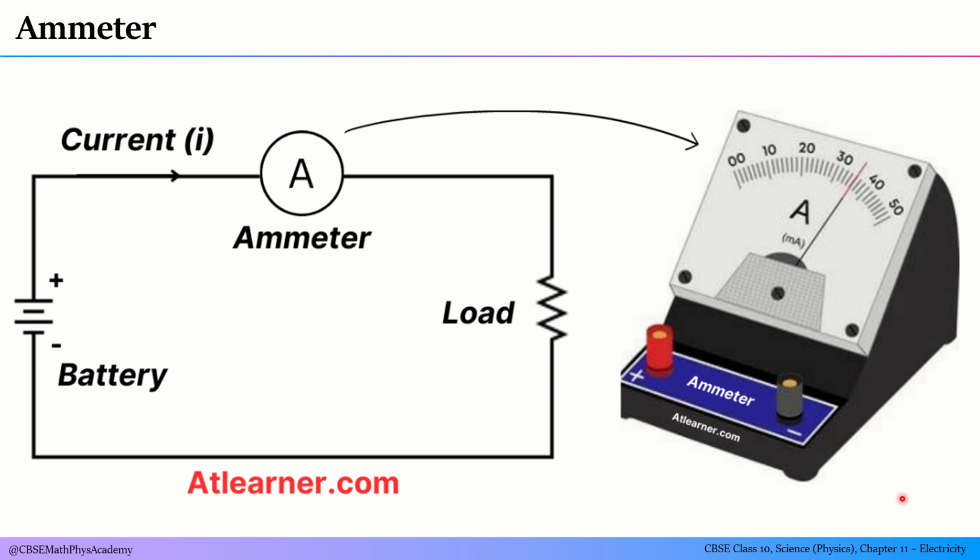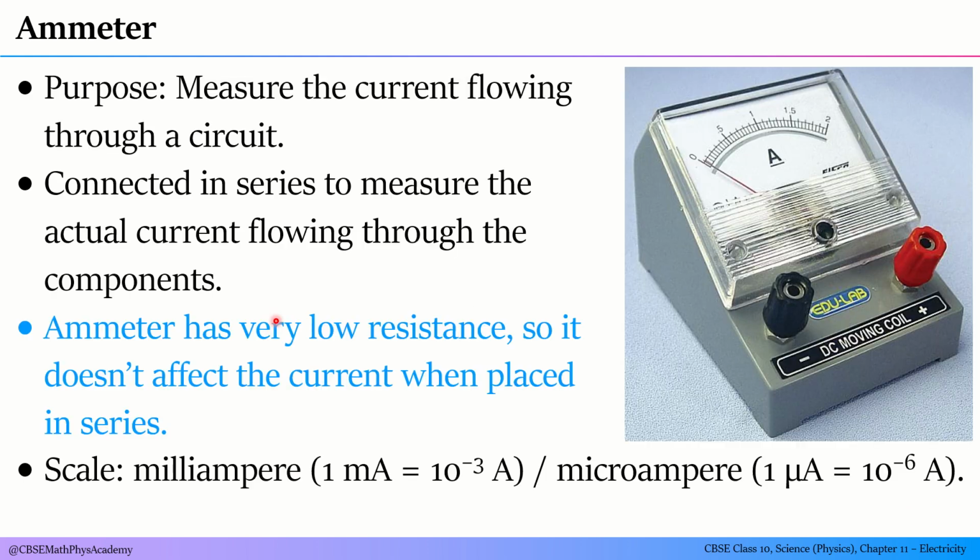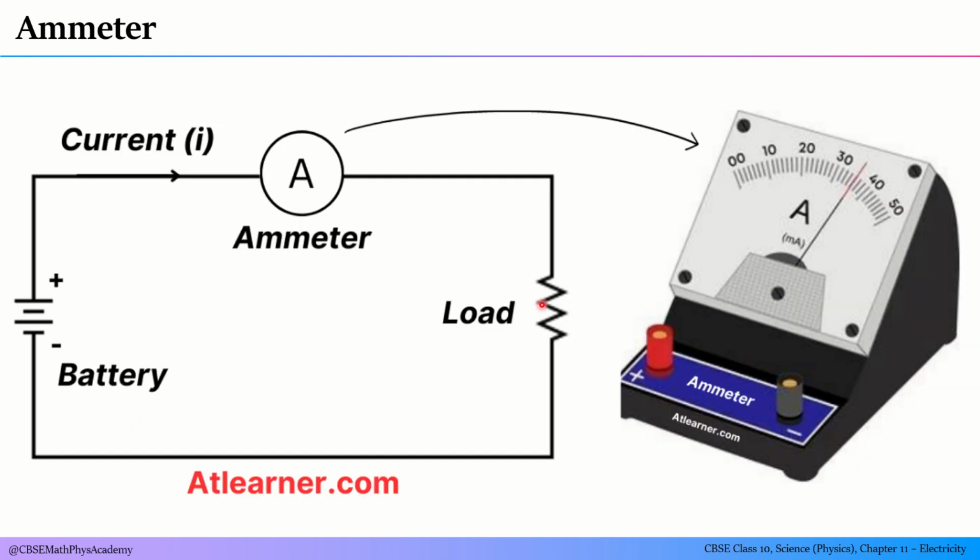So now let me explain this. First, the second point, whatever I told you was that it is connected in series. What is the meaning of series? See, here is a load. Load means anything which is your electrical appliance. It could be a light, fan, geyser, whatever. It is the load here. And it is connected in series, which means next to it, the end of the ammeter is connected to one end of the load.